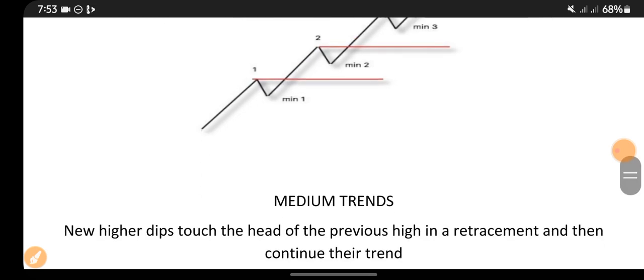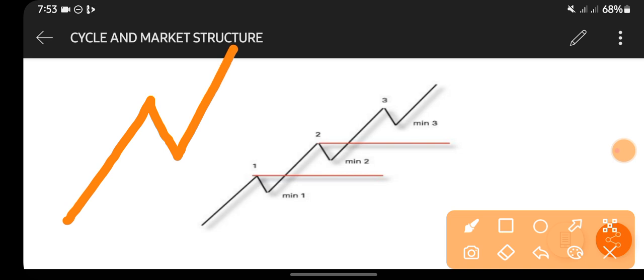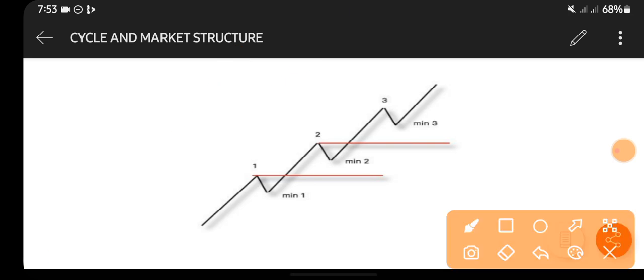Everything that goes up must come down. Just put this in your head. Even if it's a big uptrend, just know that everything that goes up will eventually come down before it continues going up again. That's how the market works. There's no way that the price will go and go and go and never come back.